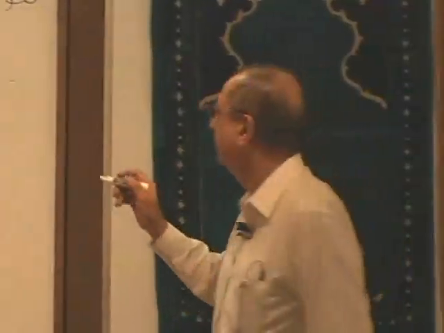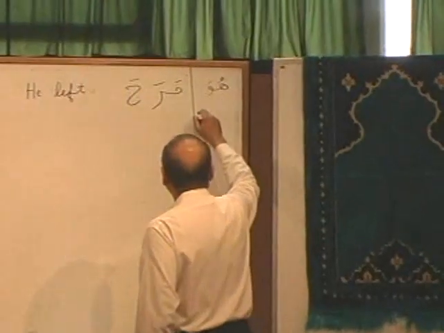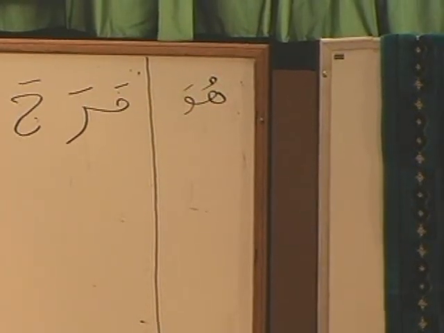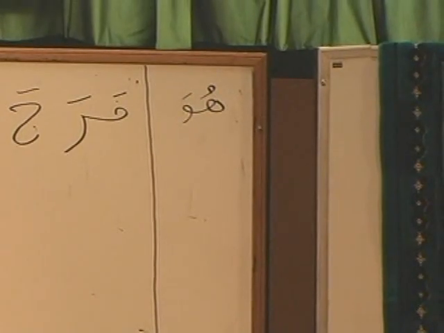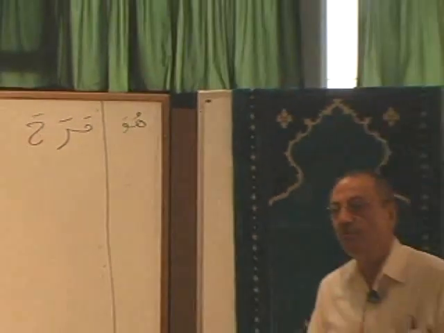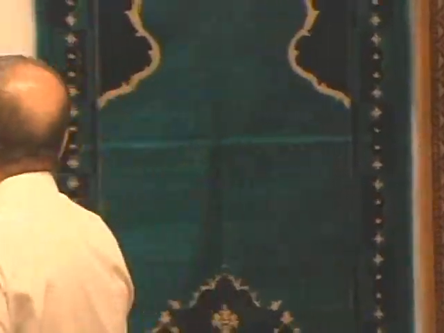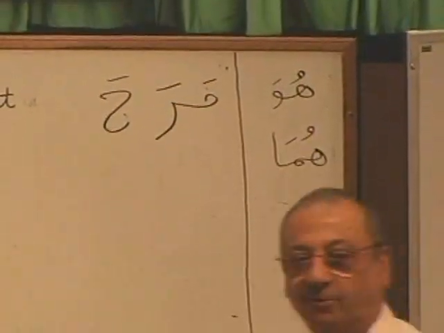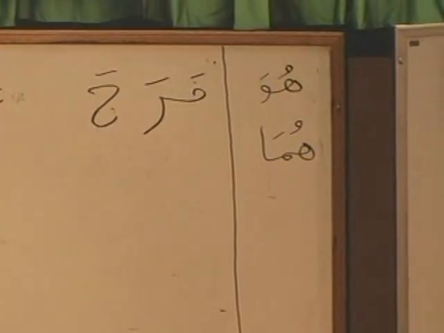Okay. I'll put a line here. Brother Akbar, is the red color coming okay? I'll try again. What is the next pronoun in our sequence? Huma. Okay, huma. Are you with me, brothers and sisters? When you say kharaja, he left. How do I say two people left?